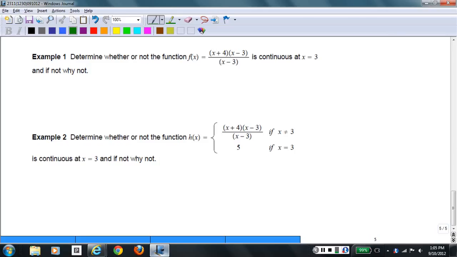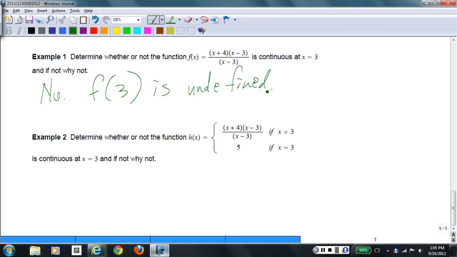Is it continuous at x equals 3? No. We could start by asking ourselves, what is f of 3? 0 over 0, it's undefined. So, nope. f of 3 is undefined. Okay, so that's an easy one.